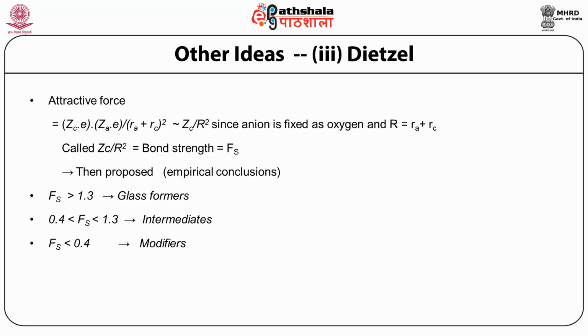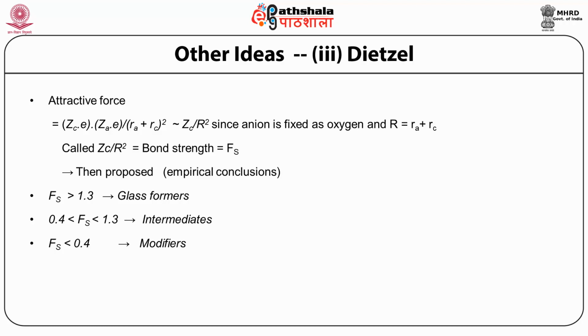For oxides where Za is fixed at 2, if Rc plus Ra is equal to capital R, then Dietzel defined the field strength as Fs, which is equal to Zc by R square, where Zc is the number of charges on the cation. A high field strength implies a high attractive energy between the cation and the anion.